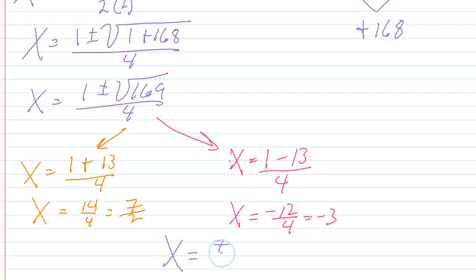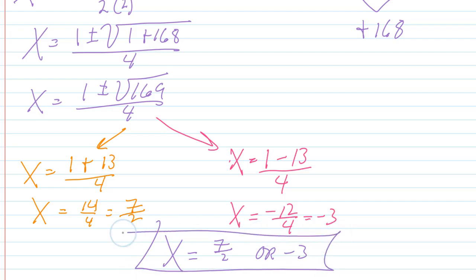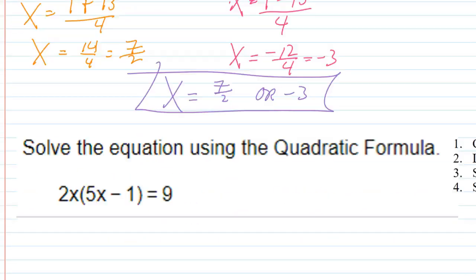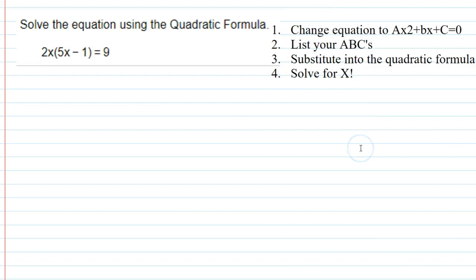X is equal to 7 over 2 or negative 3. Now this problem is weird looking, but it's no different than any others. They want us to solve using the quadratic formula. The first thing I would do is say, hey, it looks different. Is there any other way, faster, easier way of solving it? And the answer is no, there's not. So I'm going to follow the directions and solve using the quadratic formula.